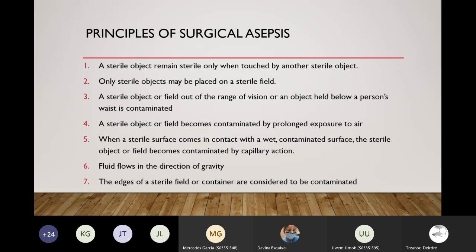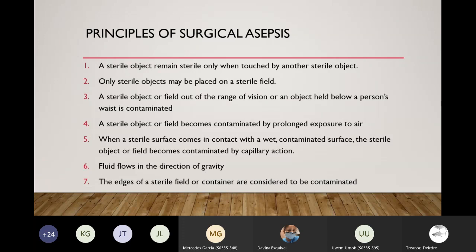So, some of the principles. Sterile object plus sterile is sterile. Okay? A sterile object remains sterile only when it's touched by another sterile object. If you put sterile gloves on and you touch a sterile catheter, that catheter is still sterile. Okay?